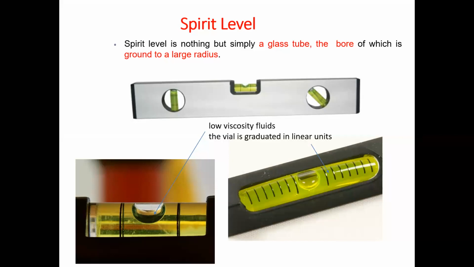In the yesterday class, we discussed about spirit level. I'm giving a small brief about spirit level. We already discussed that spirit levels are used for measuring smaller angles with more accuracy. In this case, it consists of a glass tube and it is bore ground to a large radius and it has a graded scale on its surface, and the tube is filled with either alcohol or some low viscous fluids.